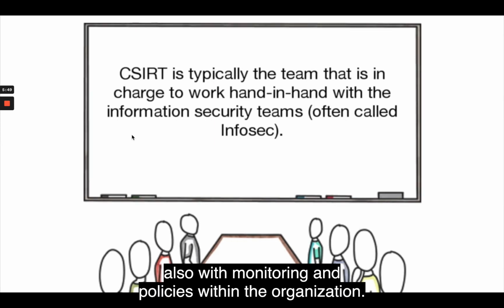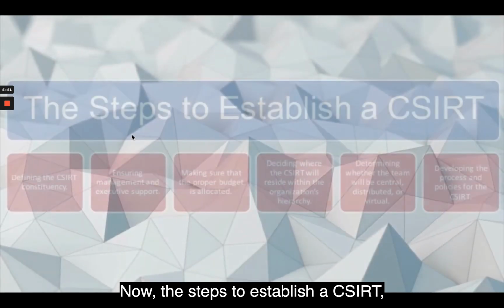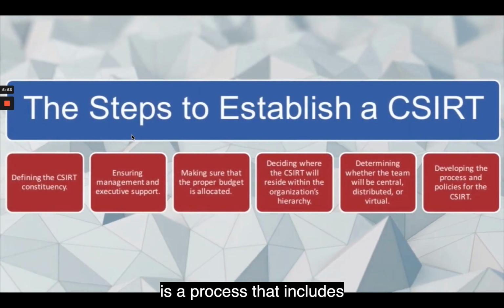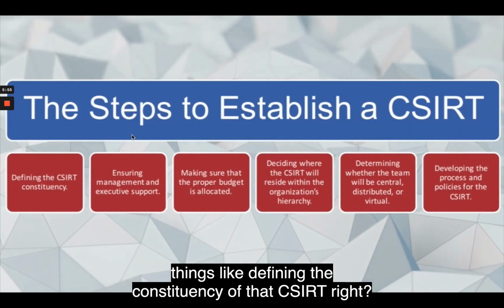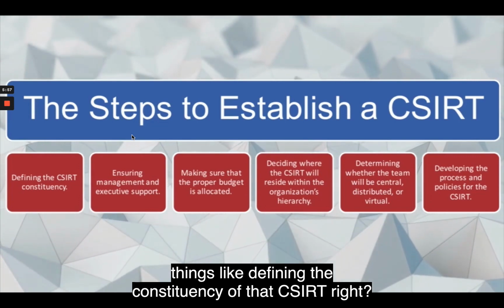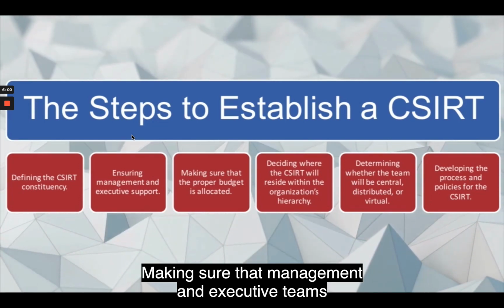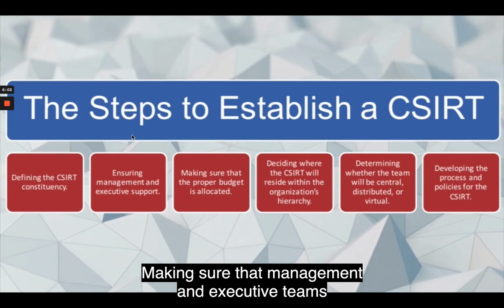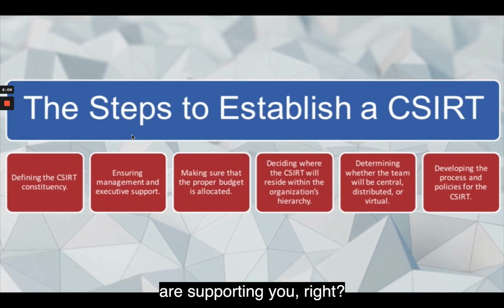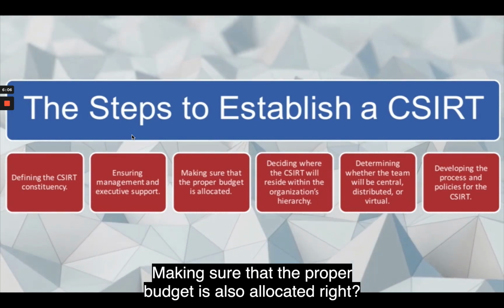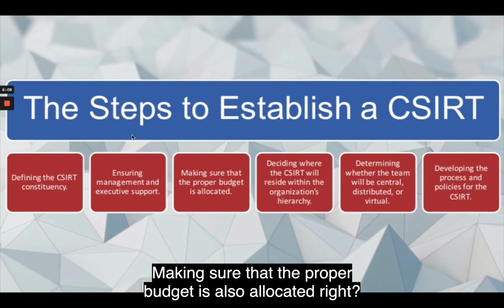Now, the steps to establish a CSIRT is a process that includes things like defining the constituency of that CSIRT, right? Making sure that management and executive teams are supporting you, right? Making sure that the proper budget is also allocated, right?